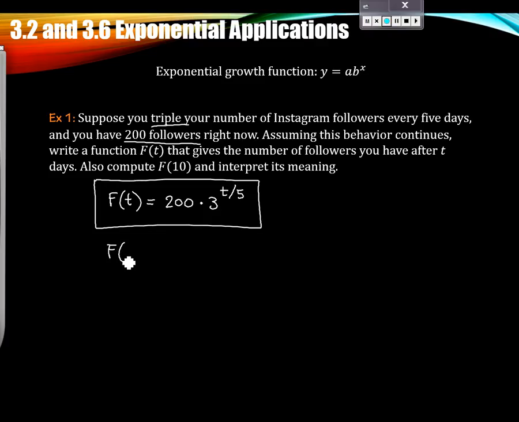And f of 10, we actually already computed this verbally. What did we say f of 10 is? 1800, right?